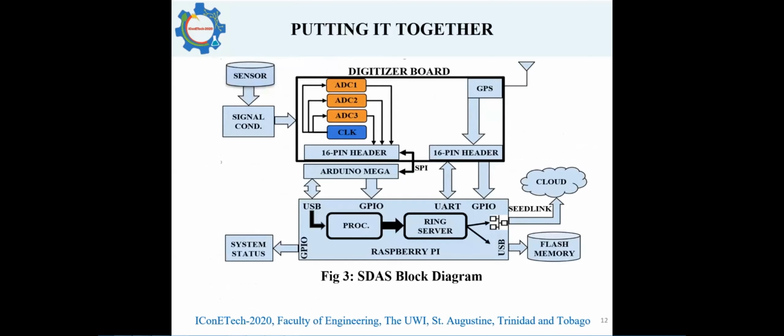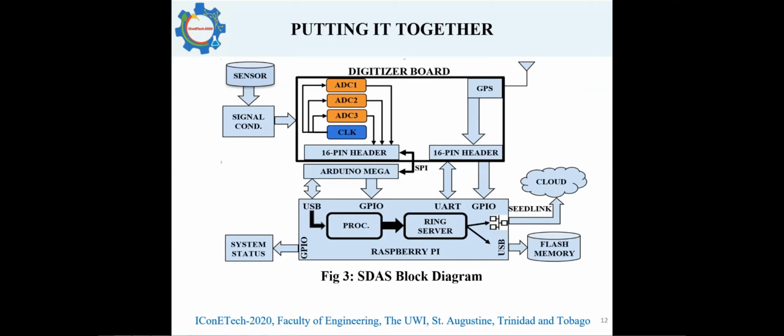So this slide put together is the overall block diagram of the seismic data acquisition system. So I'll just go through it quickly. We did mention some of the things previously. So we have the sensor, three channels, a signal conditioner, and then fed into our digitizer board, which consists of an analog to digital converter, which digitizes the signal from the sensor. The Arduino handles this data acquisition, connected over the SPI interface to our ADC, and then takes that data and feeds it to our Raspberry Pi for processing.